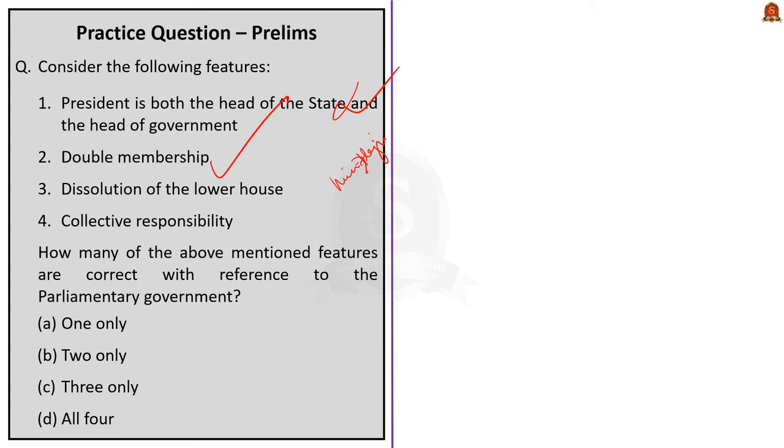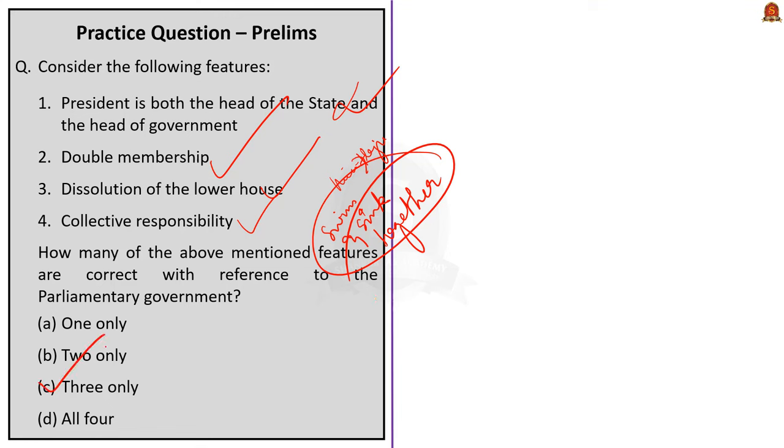Third statement says dissolution of the lower house. This statement is also correct. And finally, it says collective responsibility. Actually, this is the bedrock principle of parliamentary government. The ministers are collectively responsible to the parliament and they actually act as a team. They swim or sink together. So the correct answer for this particular question is option C, 3 only, because only 2, 3 and 4 is correct.